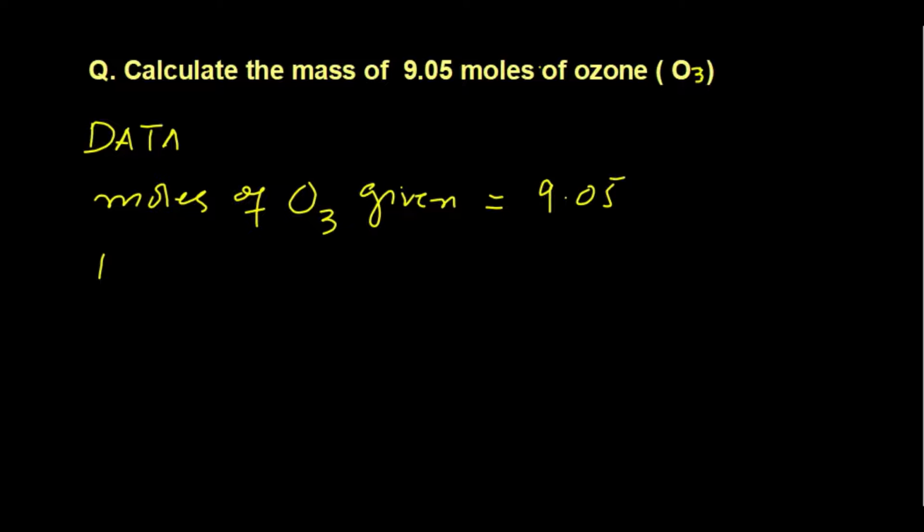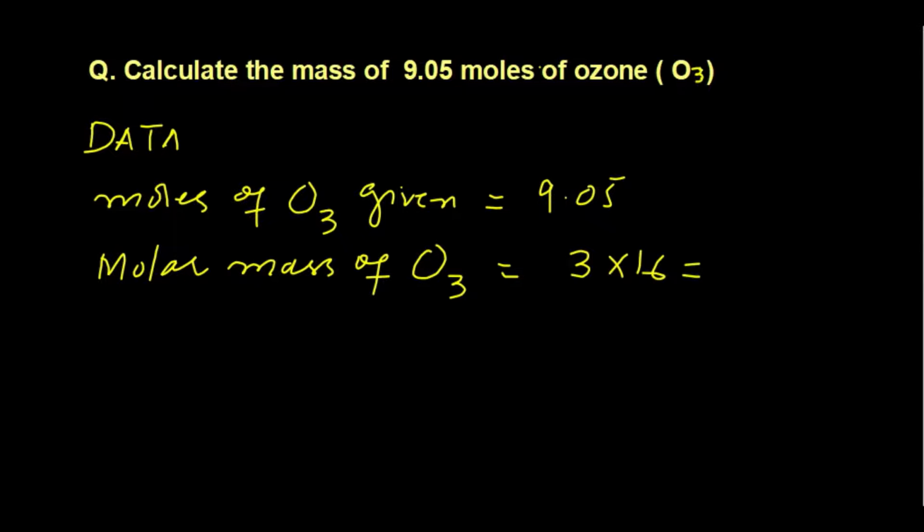Molar mass of ozone. Ozone is a triatomic molecule of oxygen. So how many oxygen atoms are there? 3. And the atomic mass of oxygen is 16. So it means 3 multiplied by 16. We will get the answer, that is 48 gram. So 48 gram is the molar mass of ozone. And we are asked to calculate mass in gram.